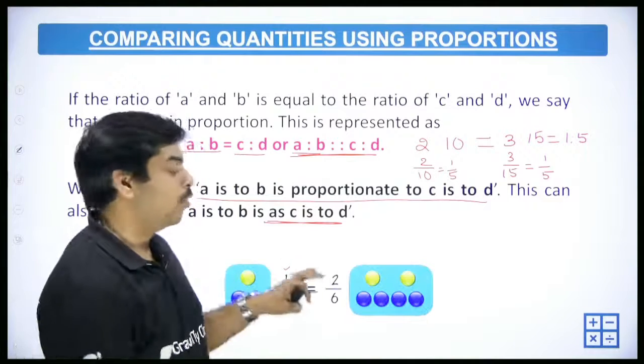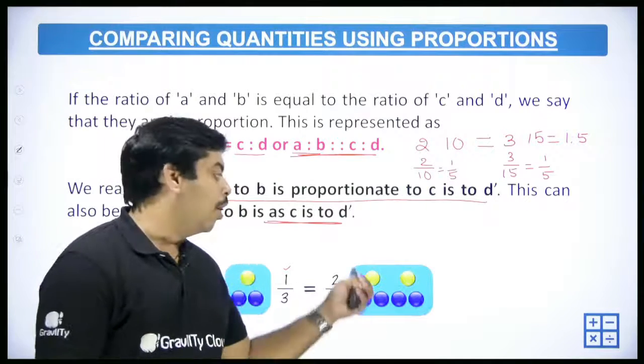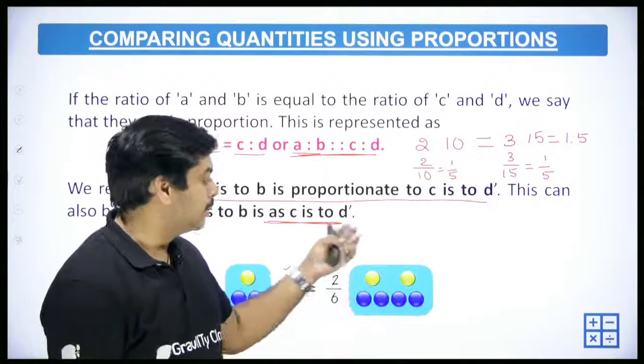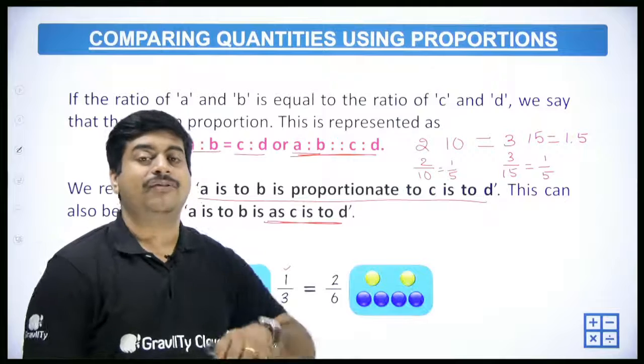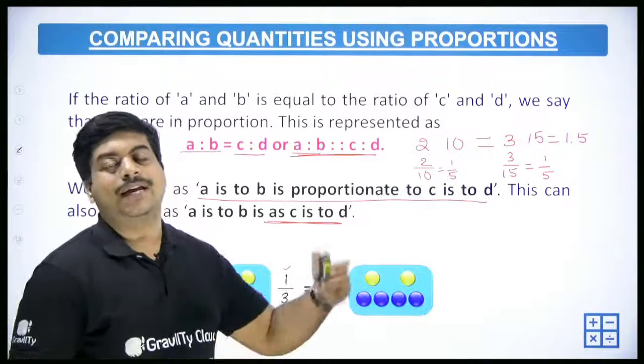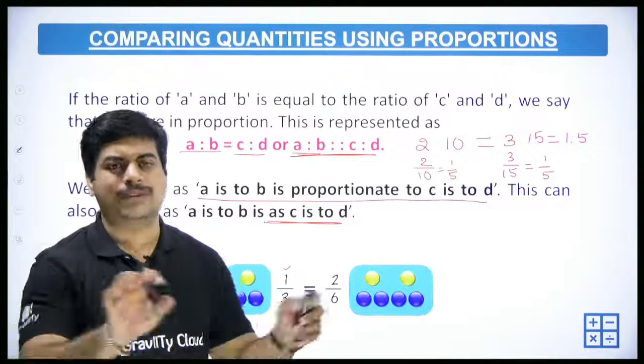In proportion, we don't talk about numbers. We don't talk about how many balls we are having, how many green balls, yellow balls, or blue balls. But the final value of the ratio should be the same throughout. Then we say they are in proportion. Okay, this is what we have discussed.